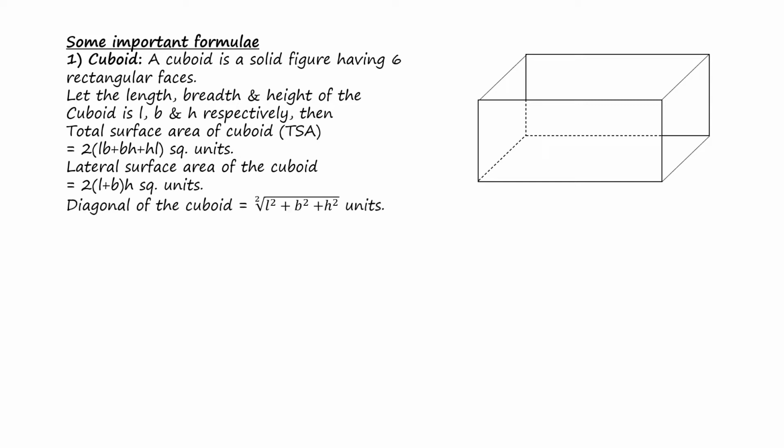Diagonal of the cuboid equals square root of l² + b² + h² unit. And volume of the cuboid is l into b into h cube unit.